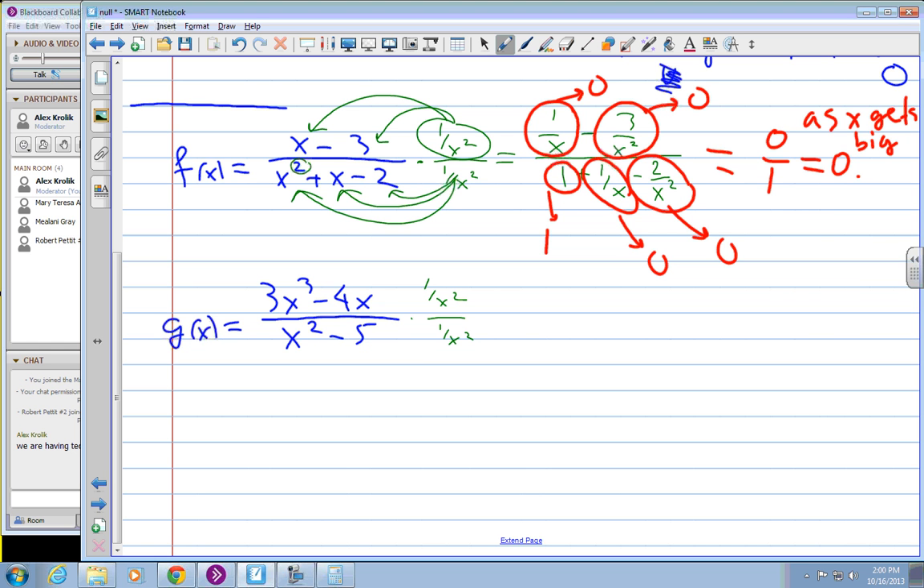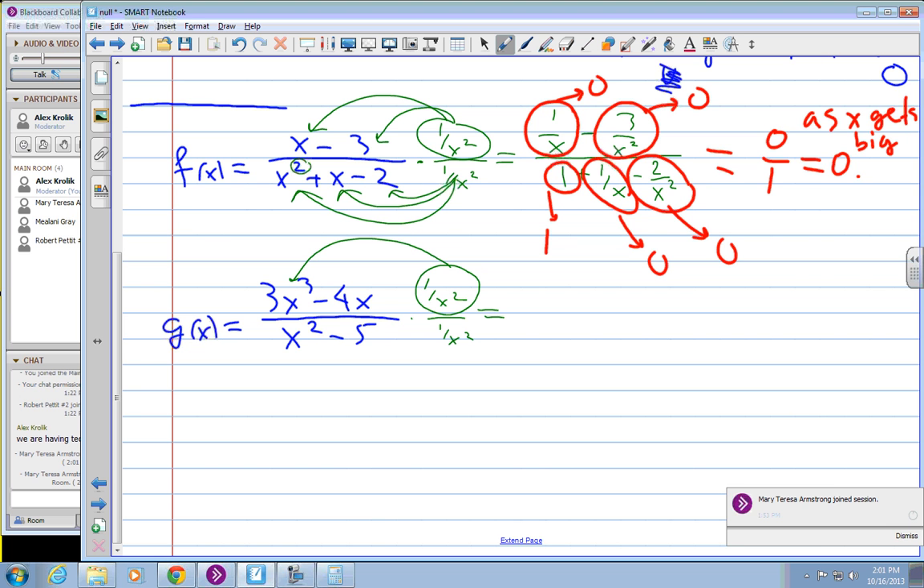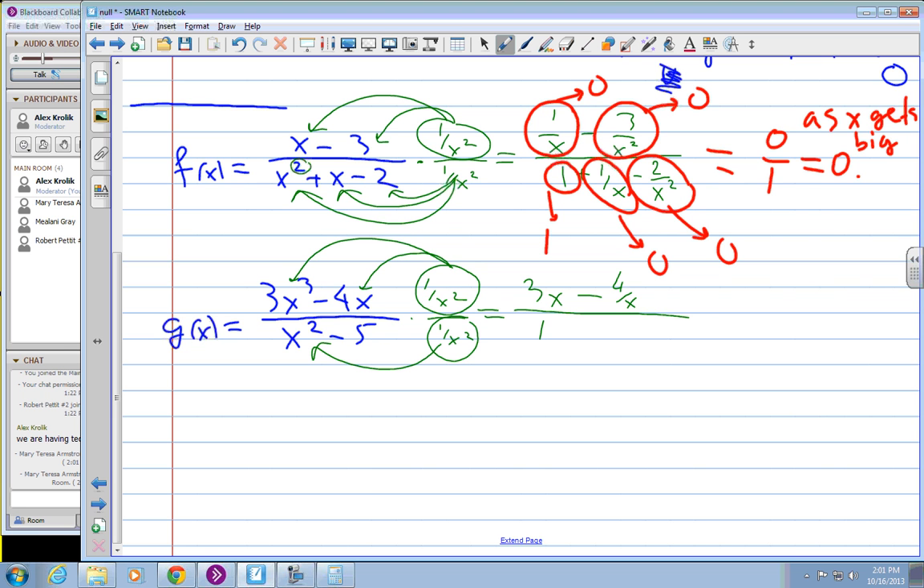Okay? So if we do that same distribution, what is x cubed times 1 over x squared? 3x, so we get 3x. How about 4x times 1 over x squared? So 4 over x, right? We're still going to end up with x in the denominator. How about here? We'll just get 1.